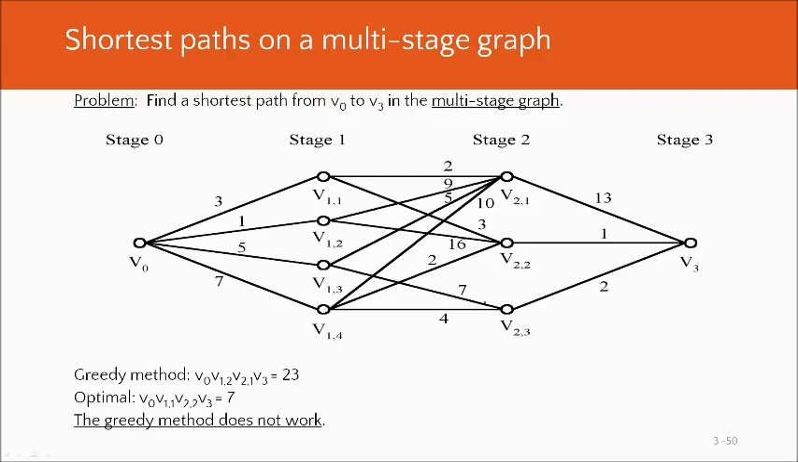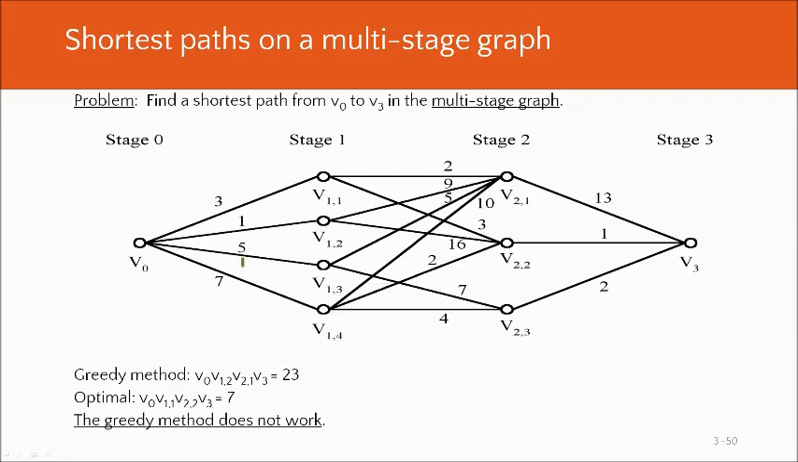So this is another example for the shortest path from V0 to V3 in the multi-stage graph. If you can see, we have a lot of values here. We have the vertices V0, V11, V12, V13, V14. We also have vertex 2,1, vertex 2,2, vertex 2,3, and we have vertex 3. Now let's try to check this one. How did they arrive at 23?